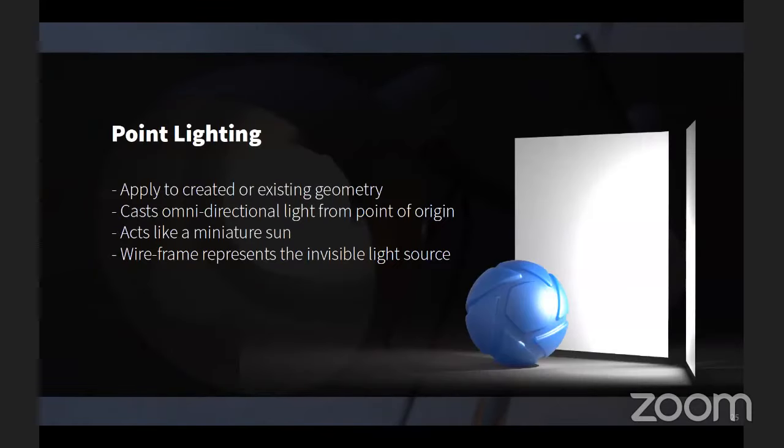All right, the third light source we're going to look at is point lighting. Typically, point light is used to create strong light sources that cast a hard shadow. Point light is omnidirectional, which means it essentially acts as a miniature sun in the way it casts light around itself. It's an invisible light source, like you saw before. So when it's applied to a piece of geometry, the geometry is replaced by a representative wireframe.